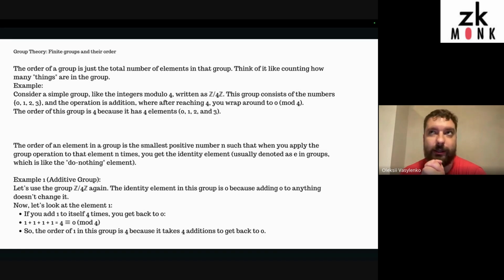Let's go back again to our clock. If we start from 2 and we have the element 2 with order 6 in the group, we need to add 2 six times to get back to the same place where we started. The order of the element 2 will be 6, and the order of the group will be 6, because in this group there are always 6 elements. It can't spill over to 7, etc., because we set it up that way.